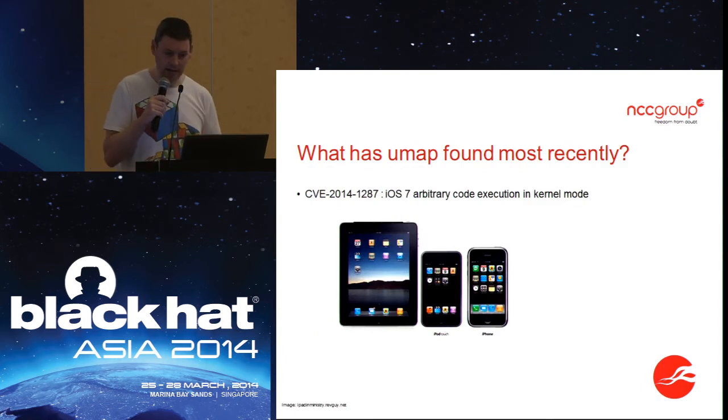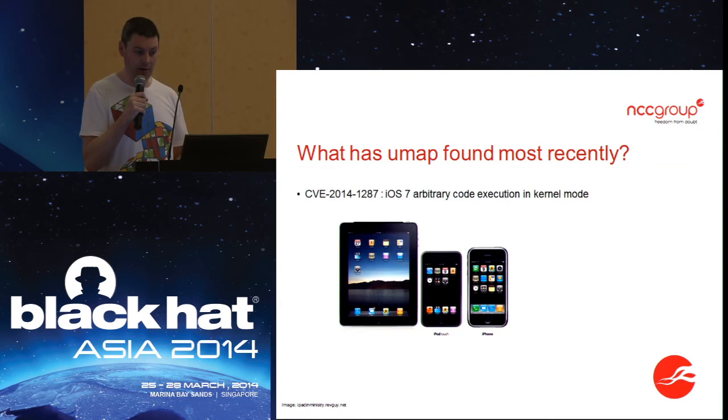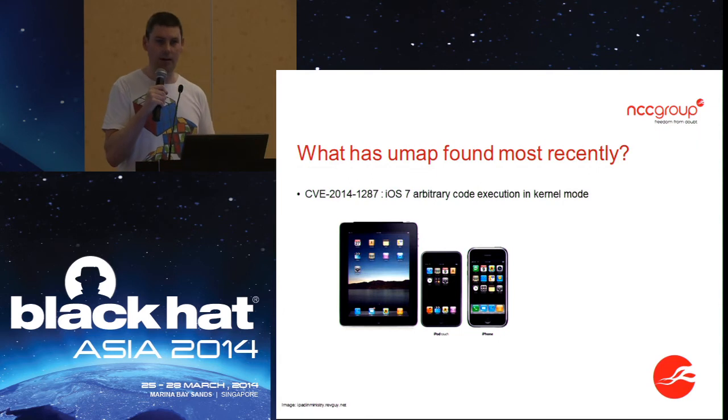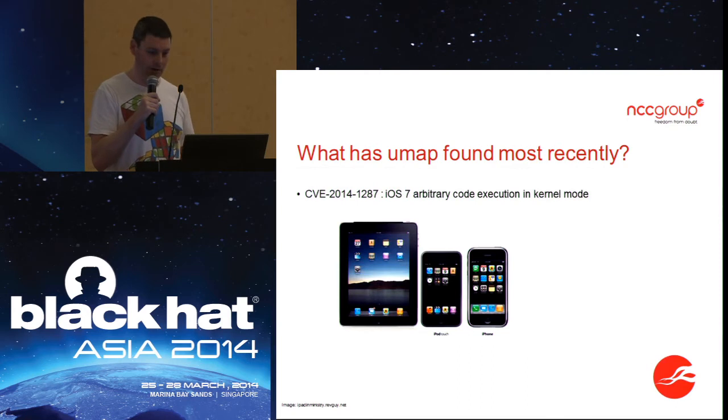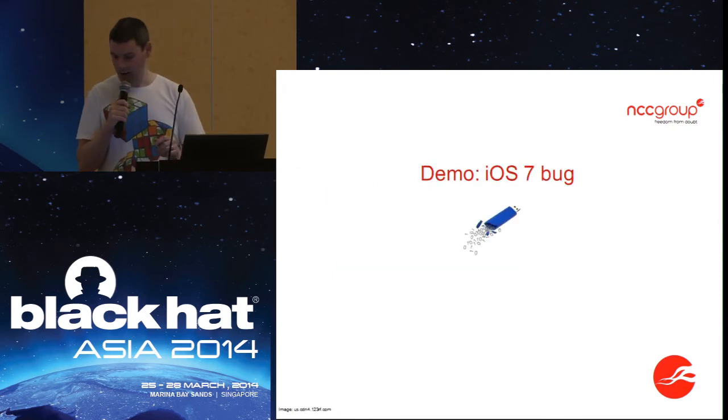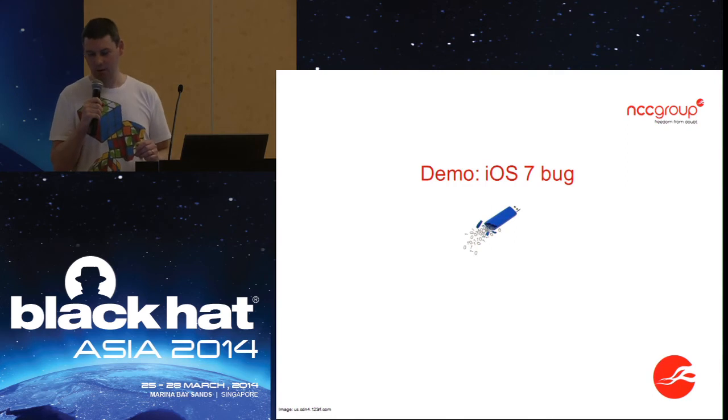So most recently, and the advisory for this went out last week, UMAP identified arbitrary code execution in iOS 7. So it's pretty powerful stuff. I mean, if somebody actually wrote an exploit for this particular vulnerability, we're talking about a tethered jailbreak here. So the fact that these kinds of things are still there and they can be found with open source tools, download UMAP and have a play with it. You never know what you might find. My iPad I've got here is still running an older version of iOS. So basically any version of iOS prior to 7.1 is vulnerable to this bug.